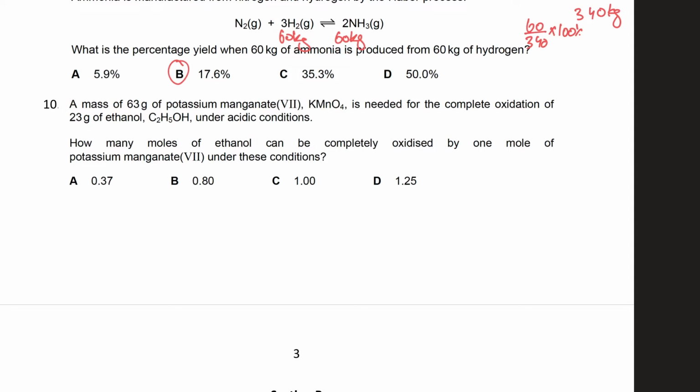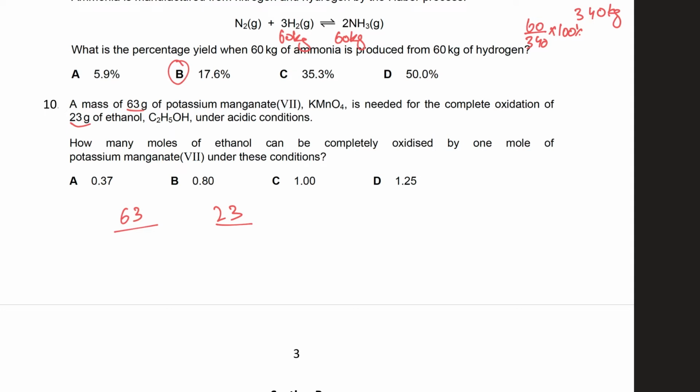Now, we don't have an equation for ethanol and KMnO4 reacting, and we don't really need it in O levels or IGCSE. But what we do have is the mole ratio. Wait a minute, we don't have mole ratio, we have mass ratio. But that's the same as mole ratio to us because we can convert it to mole ratio. So I'll divide 63 by the MR of KMnO4 and I'll divide 23 by the MR of ethanol. When I do that, I get my mole ratio.